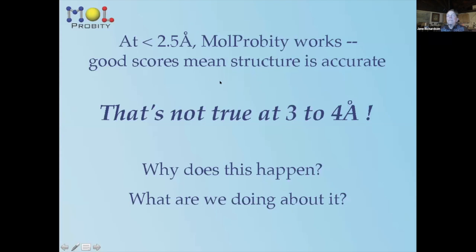So the upshot of all of this is that up to about 2.5 angstroms, this kind of validation really works. If you get good scores, it means the structure is almost certainly pretty accurate. And that's just not true at 3 to 4 angstroms. So why does this happen, and what are we doing about it?